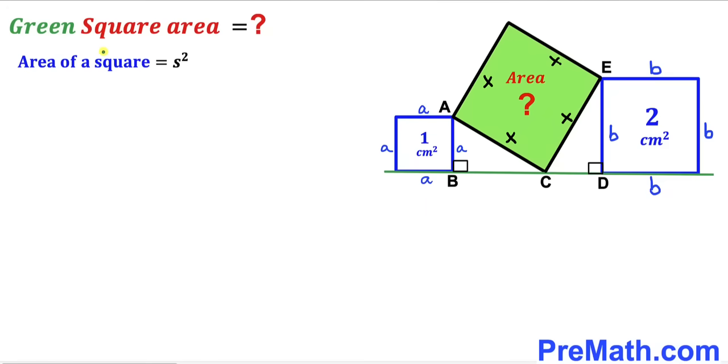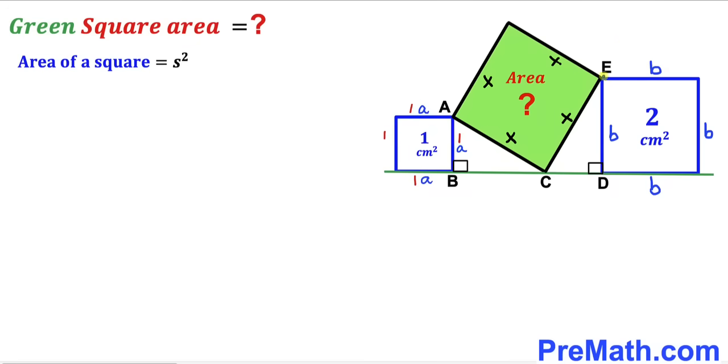And now let's recall the area of a square formula. Area equals s square, where s represents the side length of the square. Now let's focus on this smaller blue square. Its side length is lowercase a, and its area has been given to us as 1. So therefore we can write down a square equals 1. Now I'm going to undo this square by taking a square root on both sides. So therefore lowercase a value turns out to be equal to 1 centimeter. So our lowercase a value turns out to be 1 across the board.